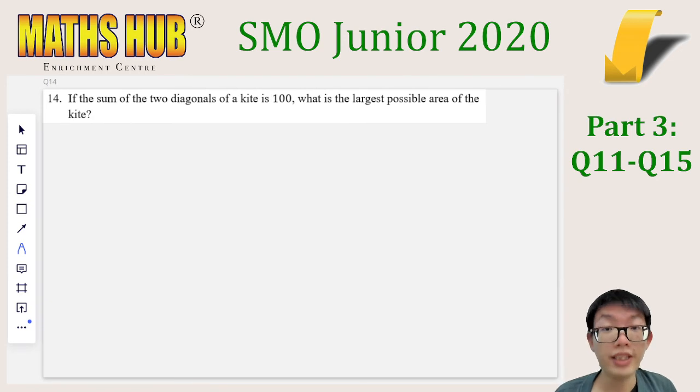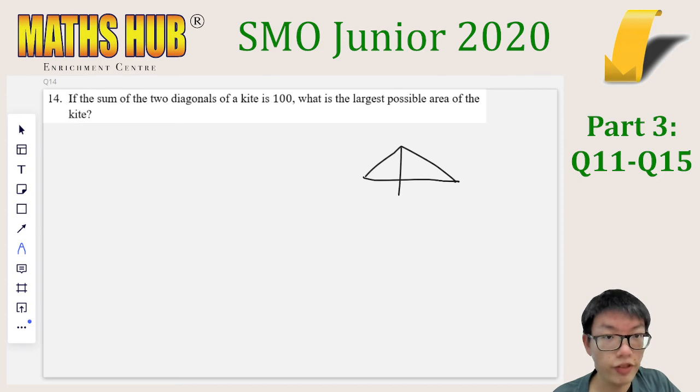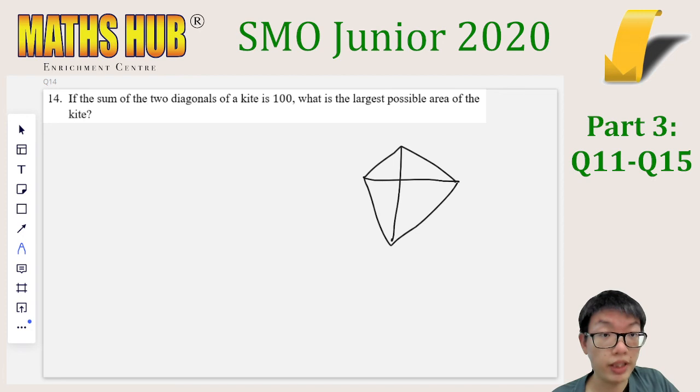In question 14, the sum of the 2 diagonals of a kite is 100. What is the largest possible area of the kite? For those of you who are already familiar with the formula for area of a kite, this is very straightforward. But in case it is new to a number of you, let's draw a kite.